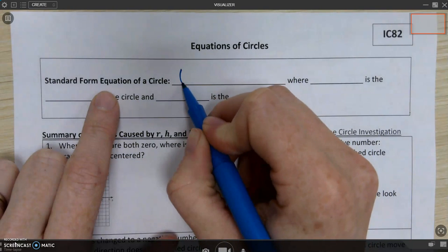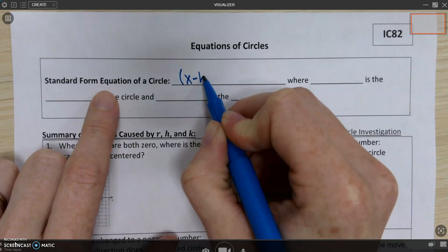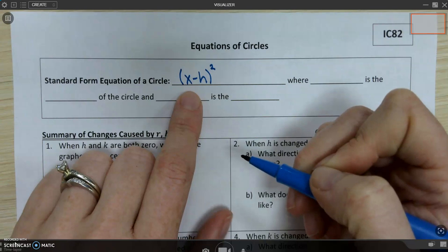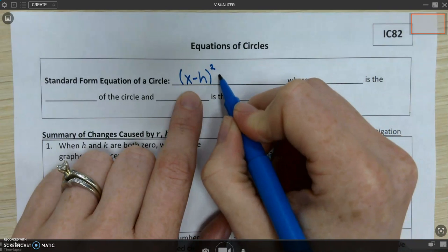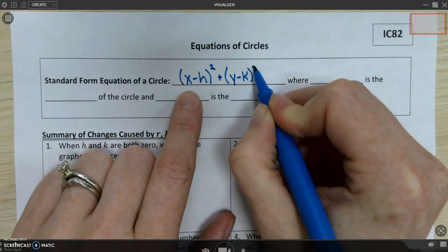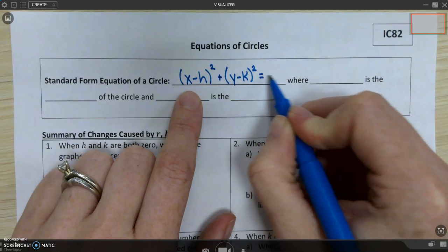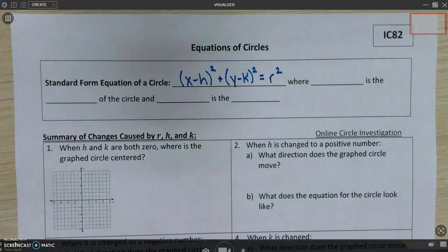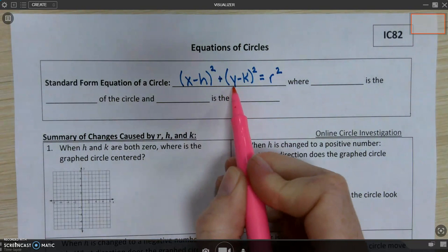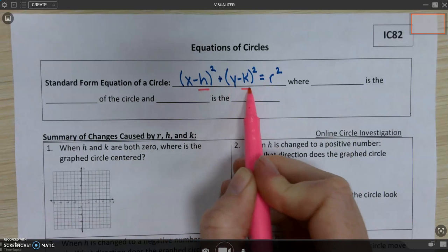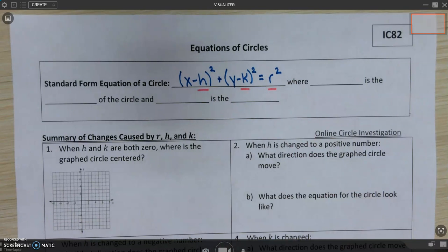The equation of a circle has a lot of different parts, so make sure you're copying carefully. The first part is going to look like x minus h inside parentheses squared plus the second part is y minus k inside parentheses squared, and then all of that is equal to r squared. So there are two variables in this equation, x and y, which will stay as variables, but the h, the k, and the r will all be replaced by numbers that represent different features of the circle.